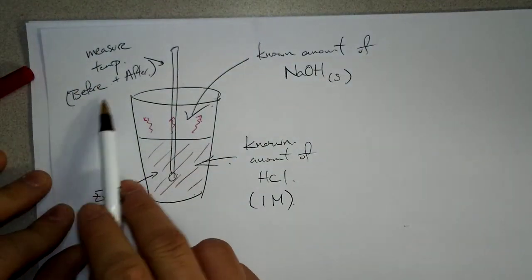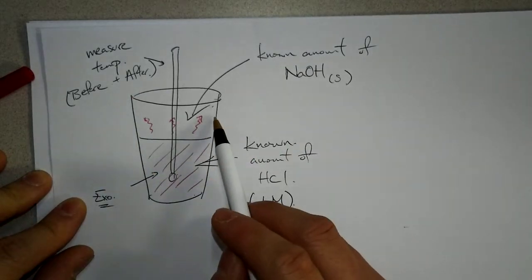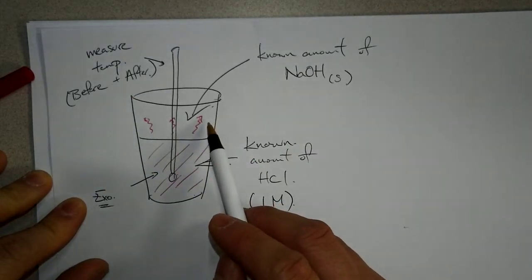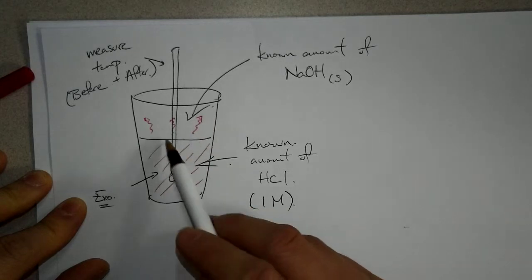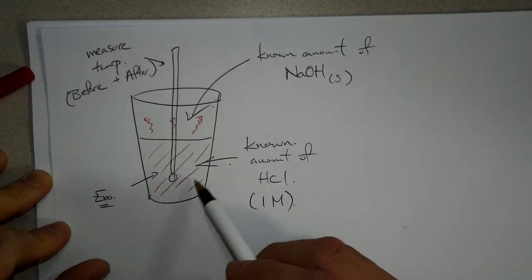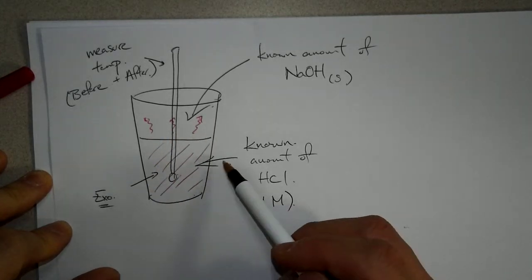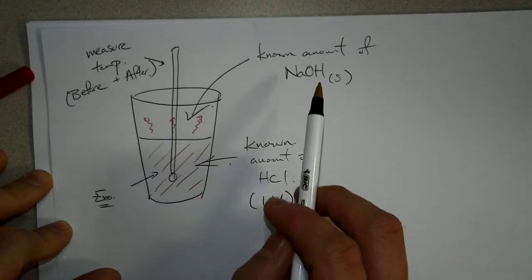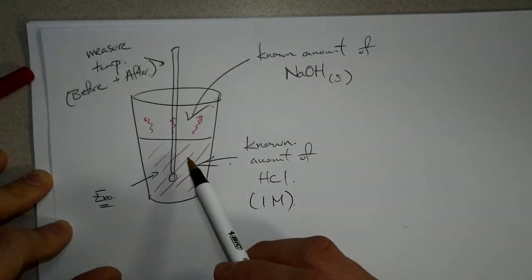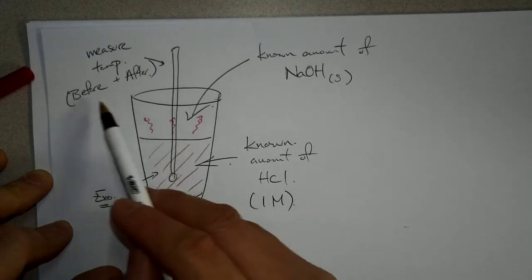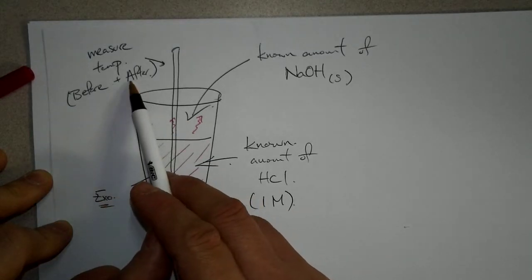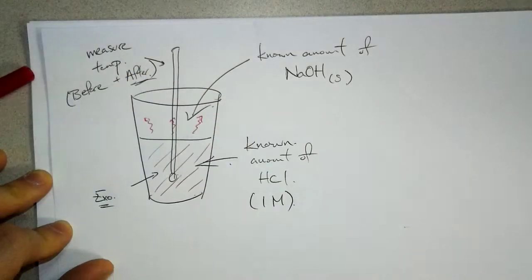You put the thermometer in before you add the sodium hydroxide. So you know what the temperature of the acid was. And you add in the sodium hydroxide. It gets warmer. You can tell a difference. You put the thermometer in again. You record the temperature.